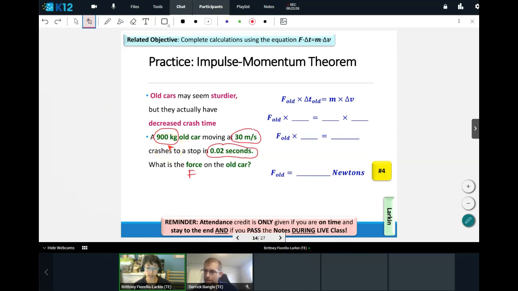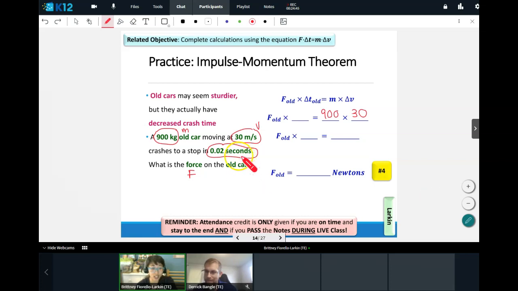Kilograms is my what? Is this my time, mass, or velocity? Yeah, this will be my mass. Excellent. So I'll plug that in for my mass up here. So 900 kilograms for my mass. And what about meters per second? Meters per second is my unit for what? Yeah, this will be our velocity. So we have 30 meters per second. I'll plug that in for my change in velocity.